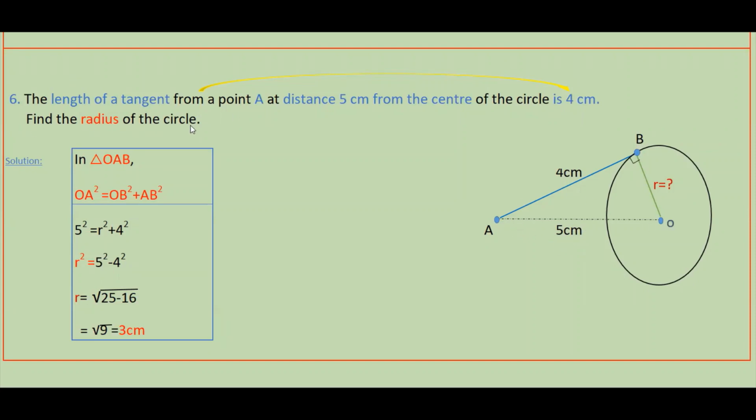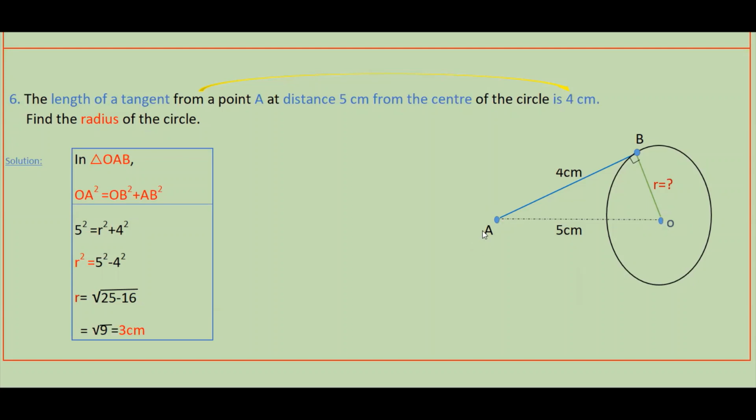Here we have to find the radius of the circle. So we have to find this radius OB. So in triangle OAB, this is 90 degrees. We know that because the radius is always perpendicular to the tangent at the point of contact. So this is 90 degrees. This is a right angle triangle.